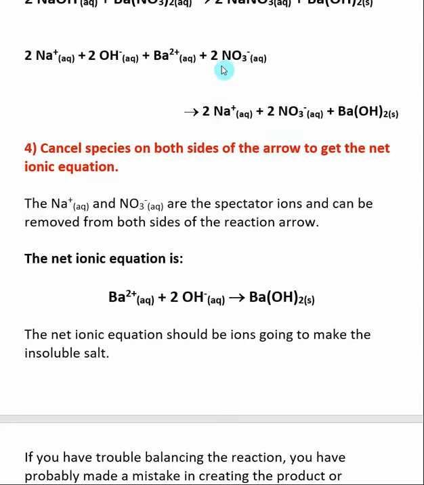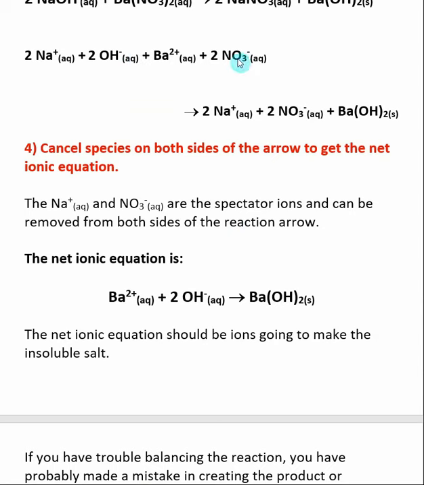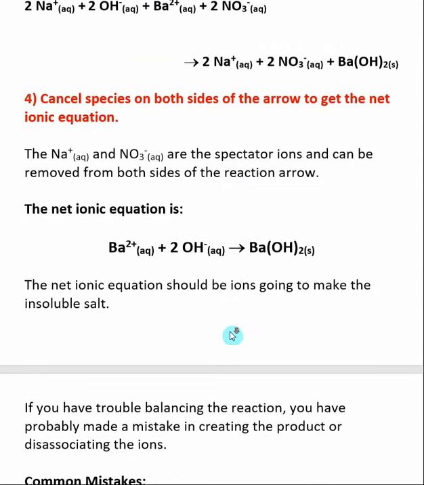The other one is 2 nitrates. There's 2 nitrates on the left-hand side of the arrow, there's 2 nitrates on the right-hand side of the arrow. These can be canceled. These species that we just canceled are considered the spectator ions. So for this reaction, Na plus and NO3 minus are the spectator ions. What is left is the net ionic equation. So after we're done canceling, we have 2 OH and barium 2 plus on the left-hand side of the arrow, and we have our product, barium hydroxide, on the right-hand side of the arrow.